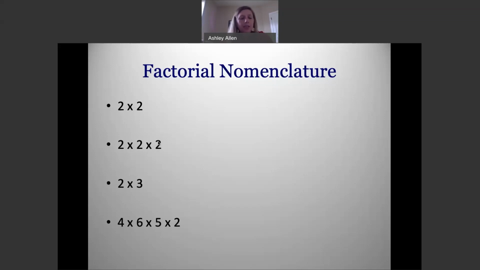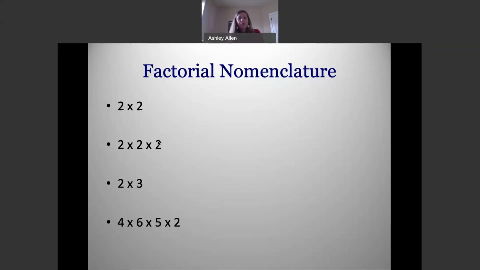Okay, let's go to the 2 by 3. In the 2 by 3, how many independent variables are there? How many main effects can you have? How many total conditions do you have? And how many interactions can you have?